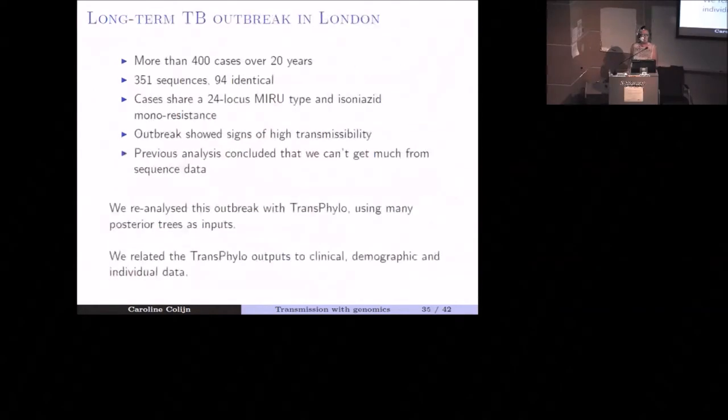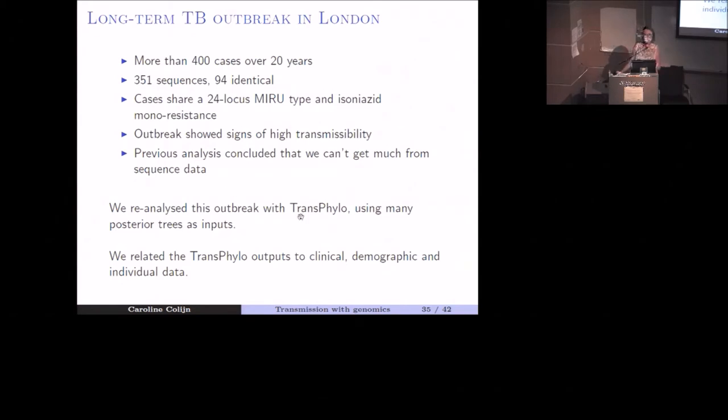I'll skip the formal framework. And I'll just say we did this with a long-term INH-resistant TB outbreak in London that's been going on since the 90s, believe it or not. We have about 350 sequences, 94 of which are identical in SNPs, so that's puzzling. The outbreak was studied. There's a few papers about it. It showed signs of high transmissibility. And previous analyses, of course, because 94 of these sequences have no SNPs, essentially concluded that we can't get anything from sequence data. Nonetheless, Public Health England is now routinely sequencing all of their TB cases.